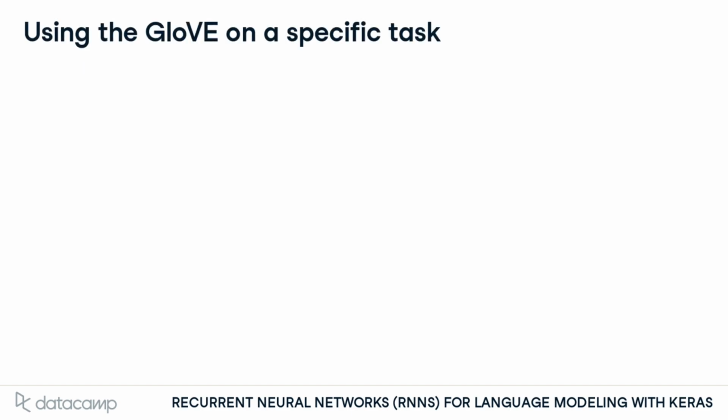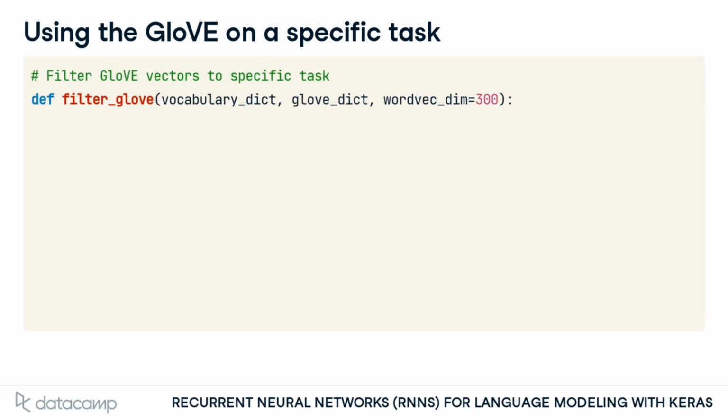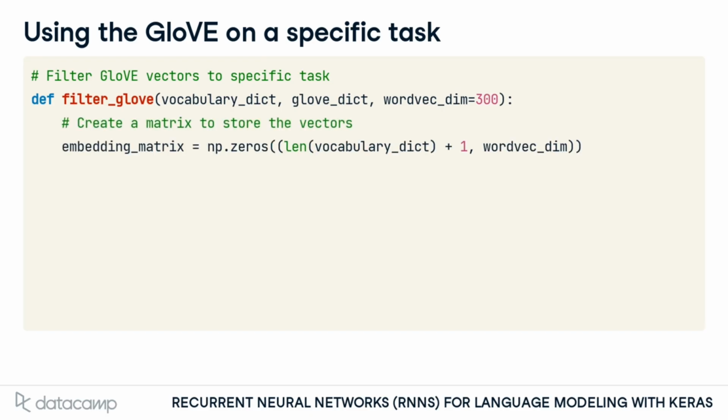To use the GloVe vectors in a specific task, we can simply select the words present in the vocabulary list, ignoring the other words, to save memory. We need the task-specific vocabulary dictionary with words as keys and indexes as values, the GloVe dict created in the previous slide, and the dimension of the embedding space as inputs. We define a matrix with shape equal to the number of words plus 1 and the embedding space dim. We add 1 because the index 0 is reserved for the padding token.